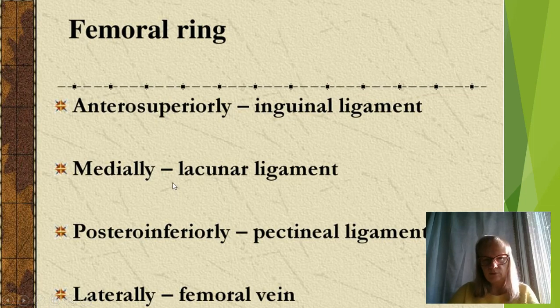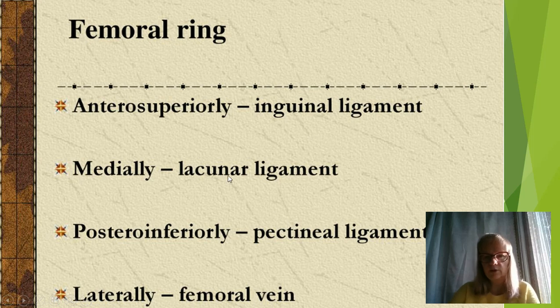And then the normal structure is the femoral ring, because abnormally it is a hernia and femoral canal, which arises after the hernia moves onto the thigh. A femoral ring is a normal topographical structure of the body. The femoral ring also has borders: anterior-superiorly the inguinal ligament, medially the lacunar ligament, posterior-inferiorly the pectinal ligament, and laterally the femoral vein.